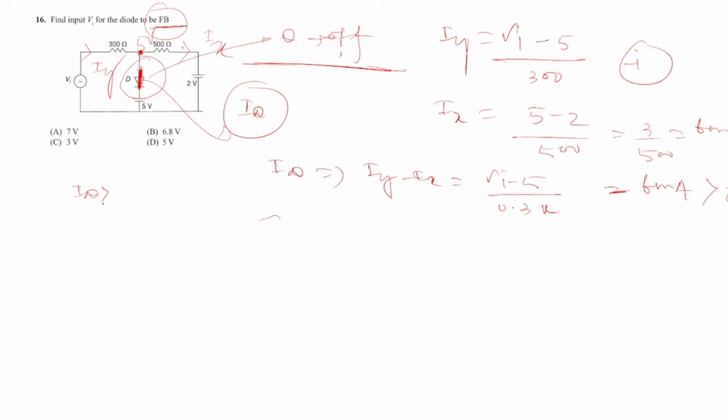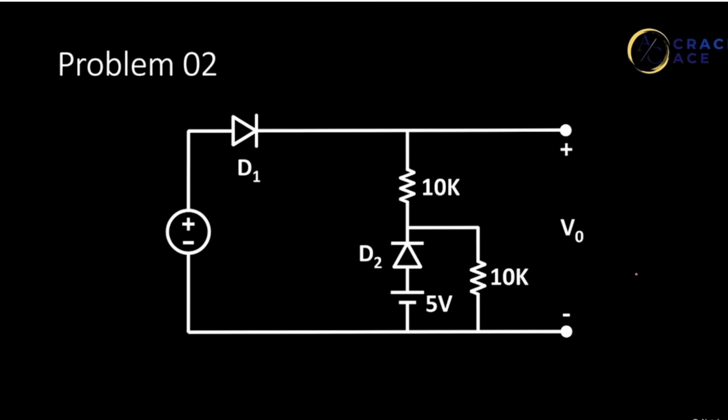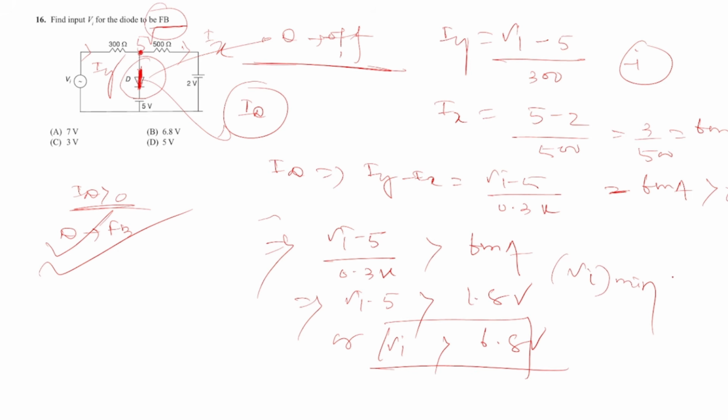As we know that if ID is greater than 0, then the diode is in forward bias. Right? So VI minus 5 by 0.3 K is greater than 6 milliampere. Or VI minus 5 is greater than 1.8 volt. Or I can say VI is greater than 6.8. So what is the VI minimum? To solve this, it is 6.8 volt. We need this much minimum voltage level to make this diode on. Okay.